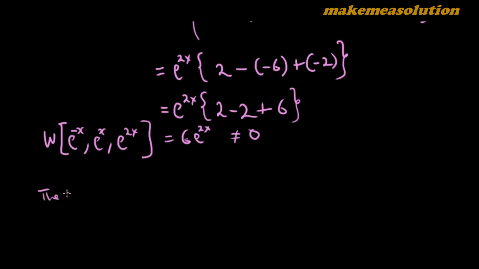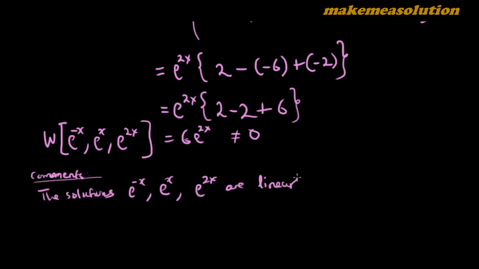So the solutions e to the minus x, e to the x, e to the 2x are linearly independent. The reason is that their Wronskian is not 0.